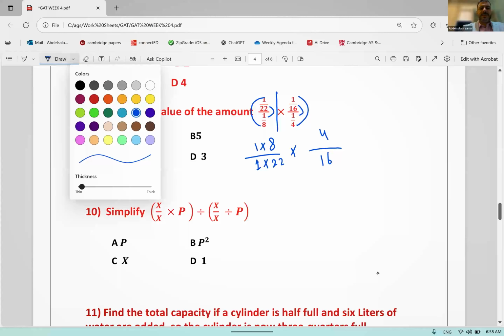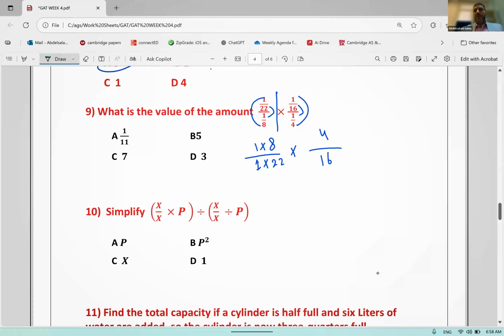Beautiful. Bismillah. Let's continue. I will try to simplify each fraction. 4 divided by 4 is 1. 16 divided by 4 is 4. Divided by 2, it's 4. Divided by 2, it's 11. Cancel 4 and 4, and it will be 1 over 11.